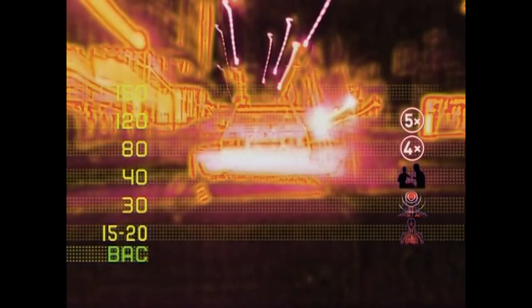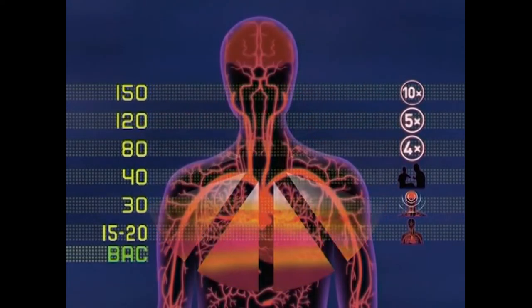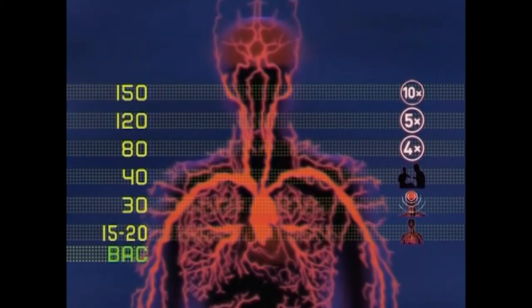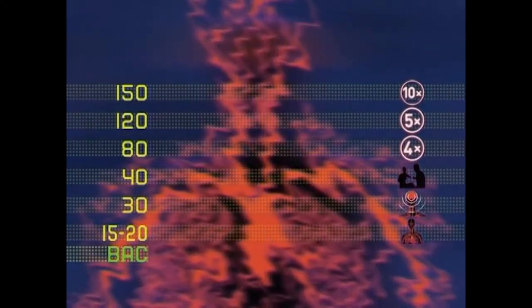At 150, you are over 10 times more likely to have a road accident. Your speech will be slurred and you will appear to be obviously drunk. Beyond these levels, coherent action is not really possible. Vital functions are increasingly impaired until death can occur at a blood alcohol concentration of 400.